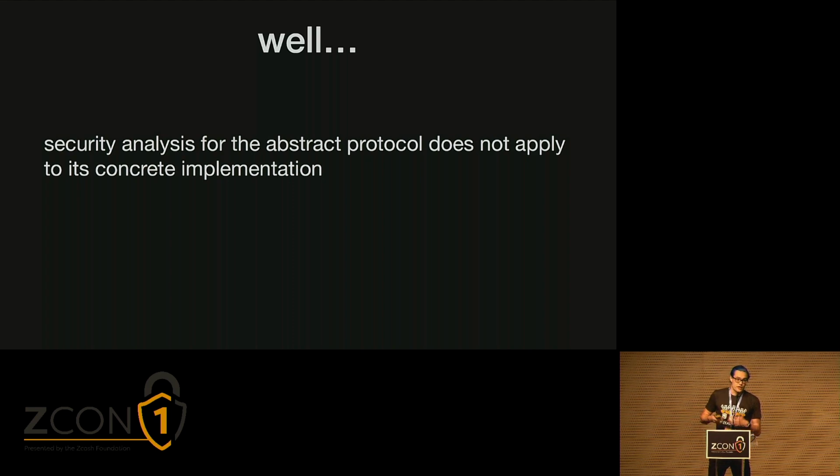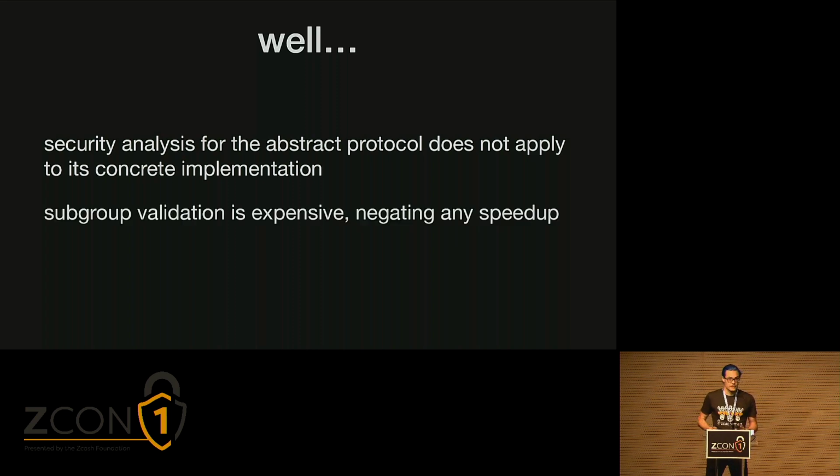So if you've got the latest, coolest proof system and you're looking at the security analysis and then you try to implement it and you don't use a prime order group, then whatever security analysis they did doesn't really matter because it doesn't actually apply to your implementation. If you do full validation that all of your points are in the correct subgroups, that usually requires multiplying by the curve order, which is quite expensive. So that negates any speed up that you might have hoped to get.